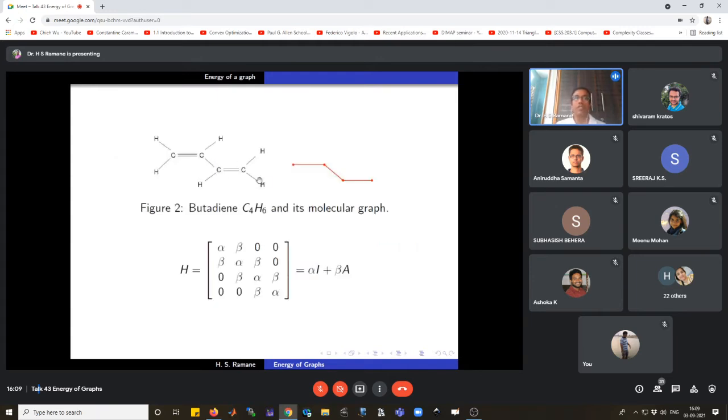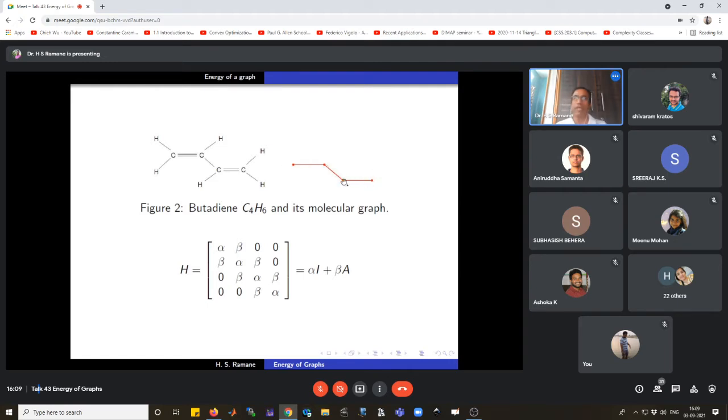So this is a molecule, butadiene, C4H6. For the molecular graph, for each carbon atom we take a vertex, and hydrogen atoms are ignored, because they are not contributing much here. And two vertices are adjacent if there is a bond between the two carbon atoms, then we put a line. So for this molecule, the molecular graph is this.